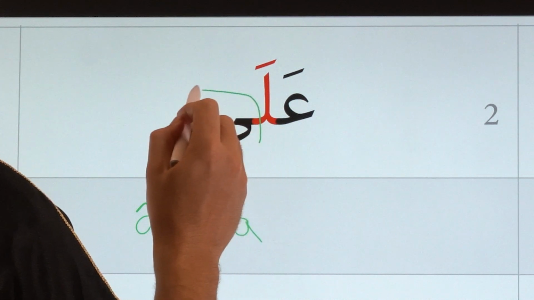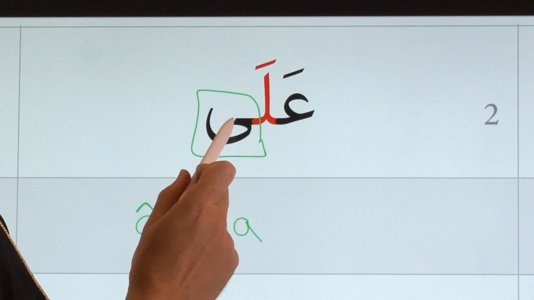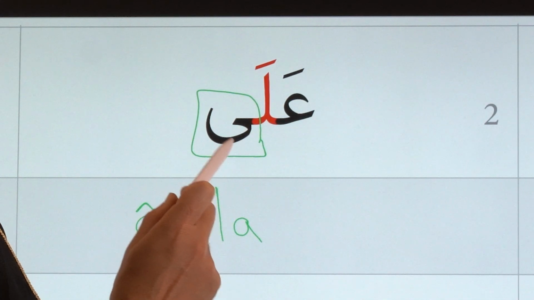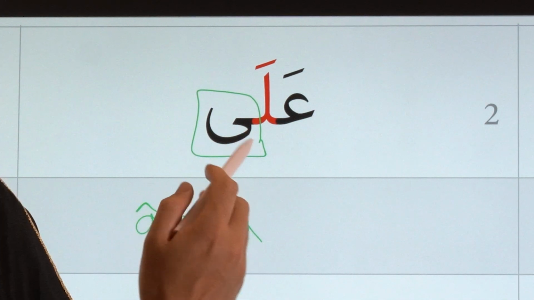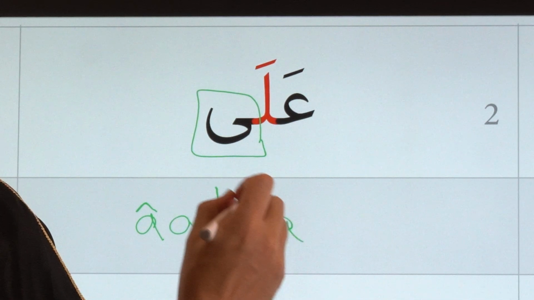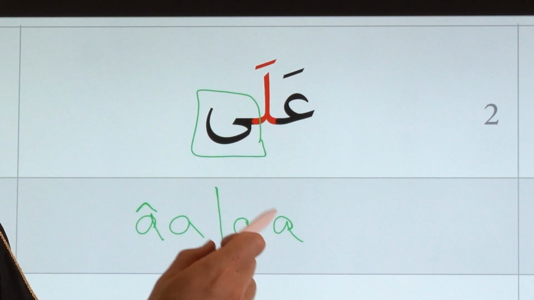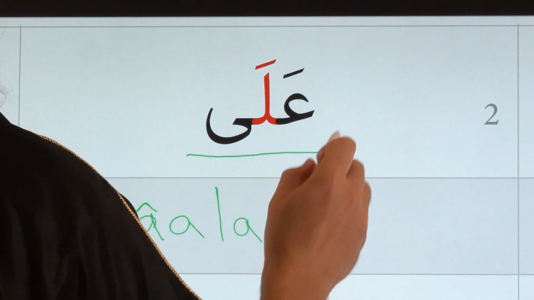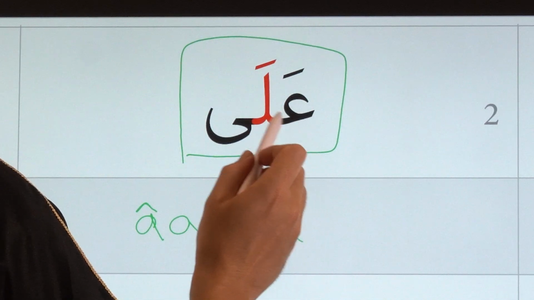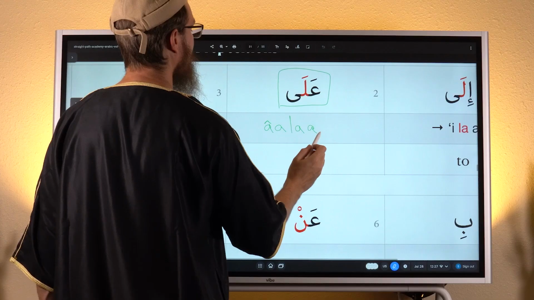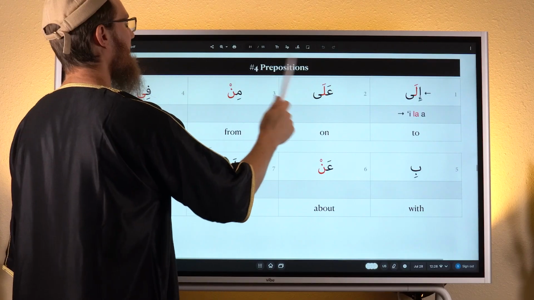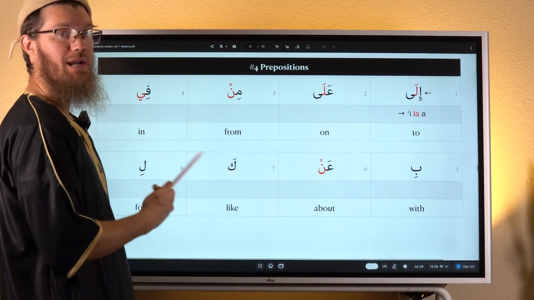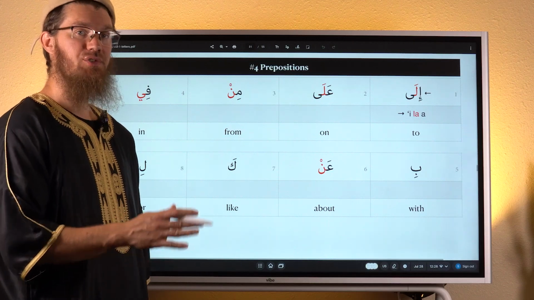And then finally, at the end, we find what looks like the letter Ya, but does not have two dots beneath it, meaning this is the Alif Maqsoora. So we're going to write an A for the Alif Maqsoora, which is pronounced like the letter Alif, A, A. So if we pronounce all of these letters together, we would say Ala, which means on. So the last step is completing the 8 prepositions, reading and memorizing them. And remember, you can always check your answers in the back of the book.